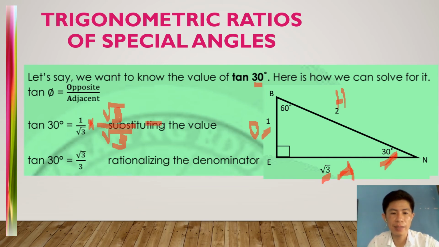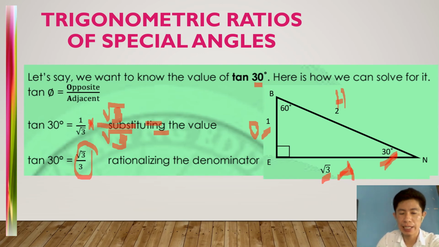Ayan. So, kaya siya magiging 1 times the square root of 3 is, of course, the square root of 3. Then, the square root of 3 times the square root of 3 is the square root of 9. And the square root of 9 is equal to 3. Kaya, tangent 30 degrees is equal to the square root of 3 over 3. So, that is for tangent. Okay, let's solve for another example.